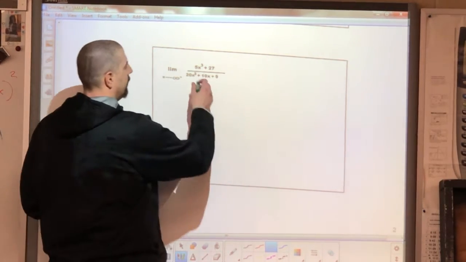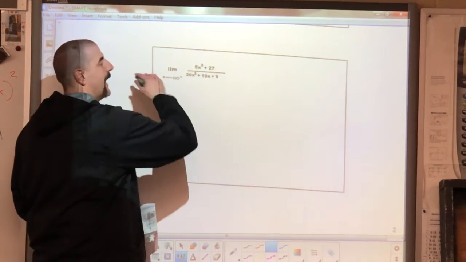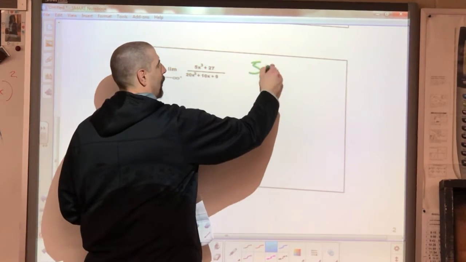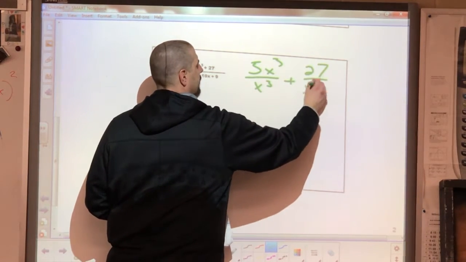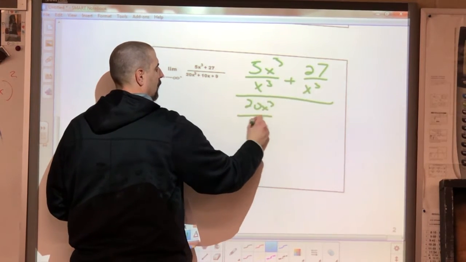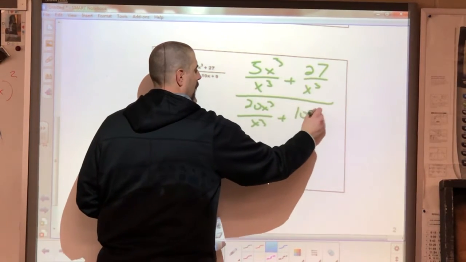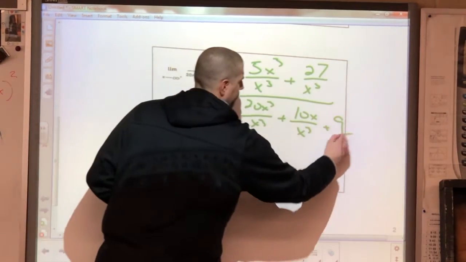So, here's how you do it. Find the highest power of x, that's all you do. You're going to divide every term by that power. So, it's going to look like this. Every term. x cubed is the highest power. Then you're going to reduce it.